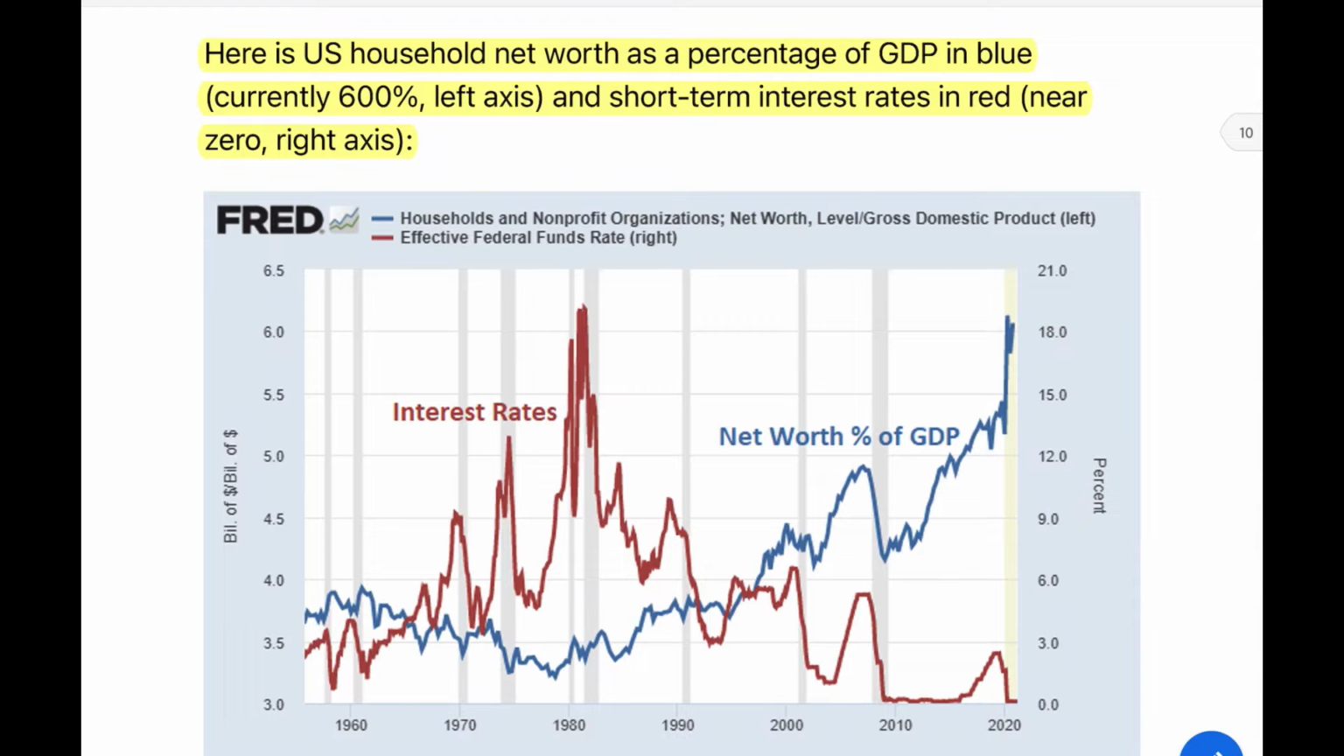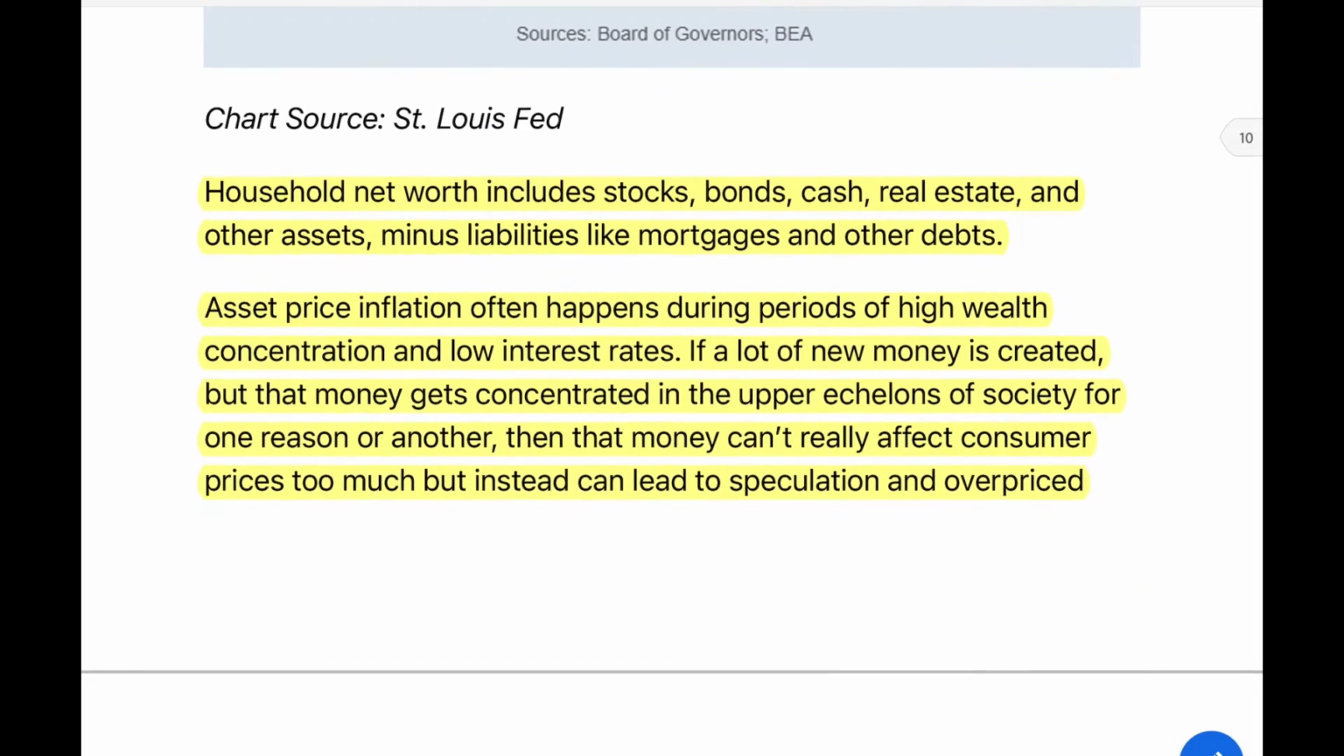And as you can see, if you just look after 1971, as interest rates go down, your net worth as a percent of GDP goes up, because when the cost of debt is low, more people go out and spend. Household net worth includes stocks, bonds, cash, real estate, and other assets, minus liabilities like mortgages and other debts. Asset price inflation often happens during periods of high wealth concentration and low interest rates.